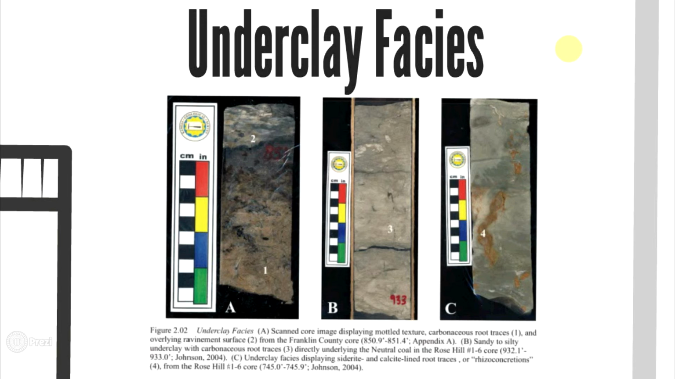Pictures below. In the first picture, scanned core image displaying motley texture, carbonaceous root traces, number 1, and overlying ravinement surface, number 2, from the Franklin County core. In the second picture, sandy to silty underclay with carbonaceous root traces, number 3, directly underlying the Neutral coal in the Rose Hill. The last picture: underclay facies displaying siderite and calcite-lined root traces, or rhizoconcretions, from the Rose Hill.